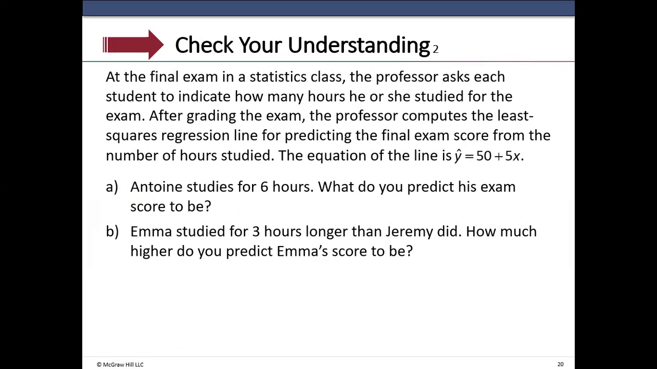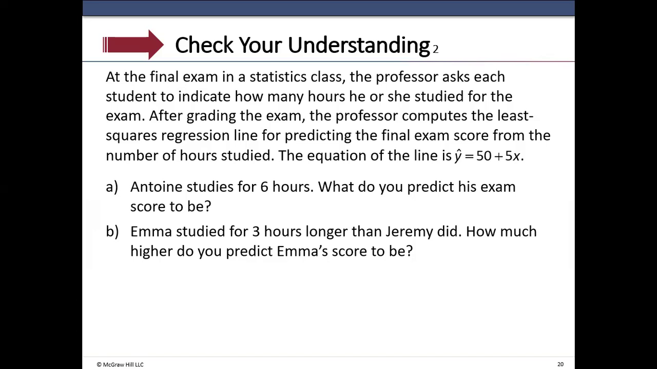At the final exam in statistics class, the professor asked each student to indicate how many hours he or she studied for the exam. After grading the exam, the professor computes the least square regression line for predicting the final exam score from the number of hours studied. The equation of the line is y hat equal to 50 plus 5x, where x is the number of hours studied. Antoine studied for 6 hours. What do you predict his exam score to be? 5 times 6 is 30 plus 50 is 80.